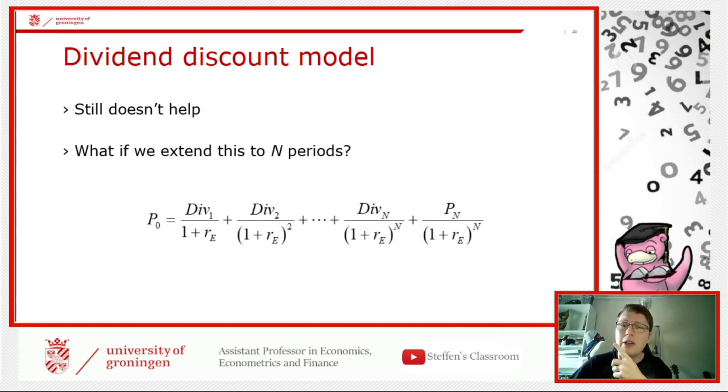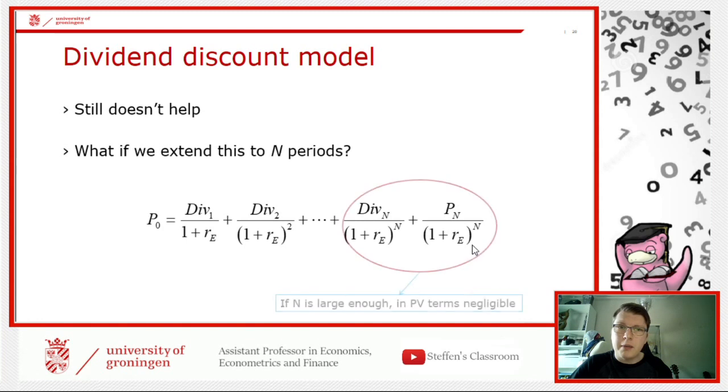Then we do it the following way here, you see? So we get first period dividend, second period dividend, third period dividend, fourth period dividend, nth period dividend, right? You can already notice these terms become smaller and smaller because they get discounted heavier and heavier. And the resale value at the end becomes really, really small at some point.